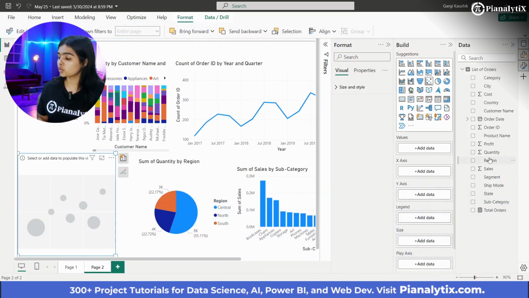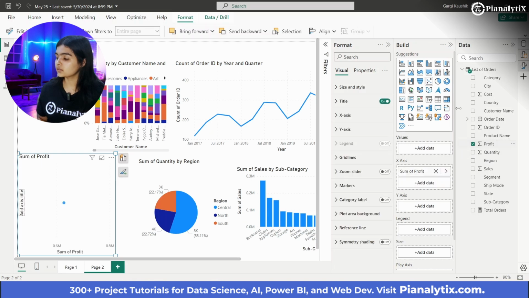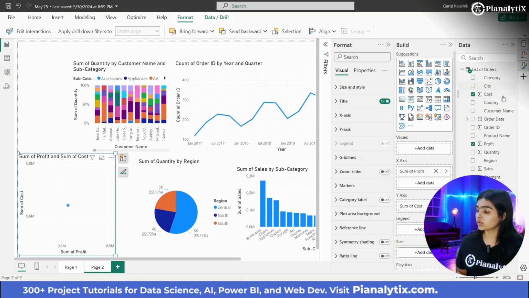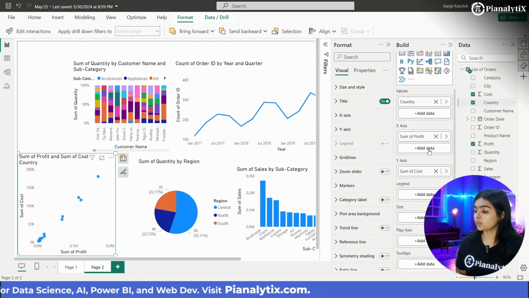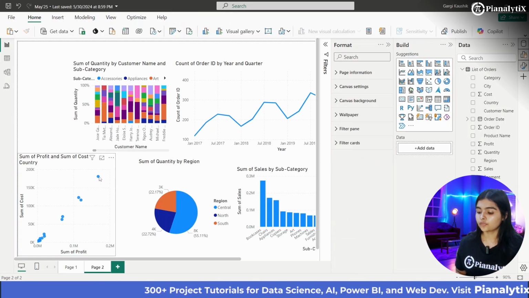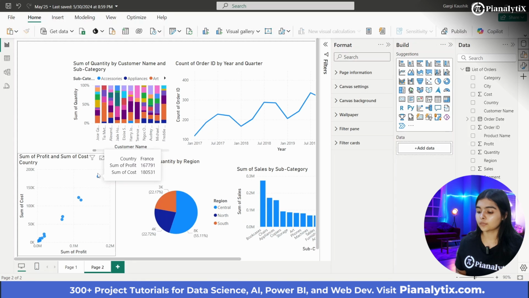So say we put two numerical variables on the x and the y axis. Let's put profit and cost. And then we want to see how these two compare, or what the relationship is between these two variables, according to a particular subcategory, say country. So I will put country in the values here, and we can clearly see how cost and profit compare by country. So for France, the profit and cost was the highest. A lot can be interpreted from this visual as well.